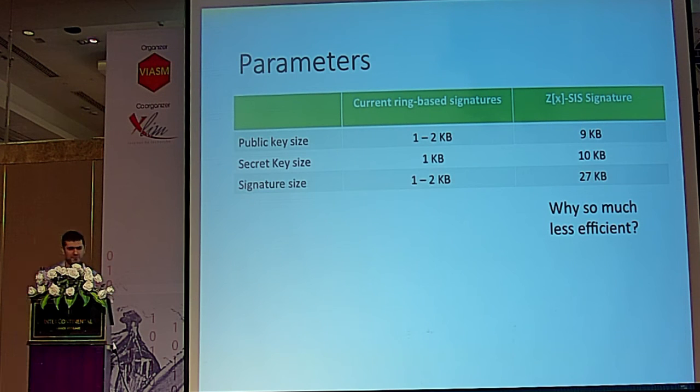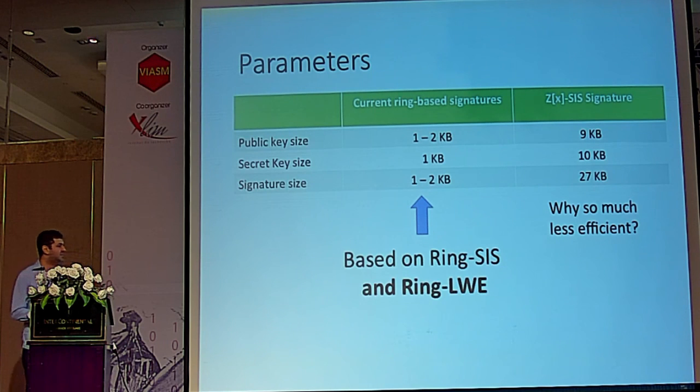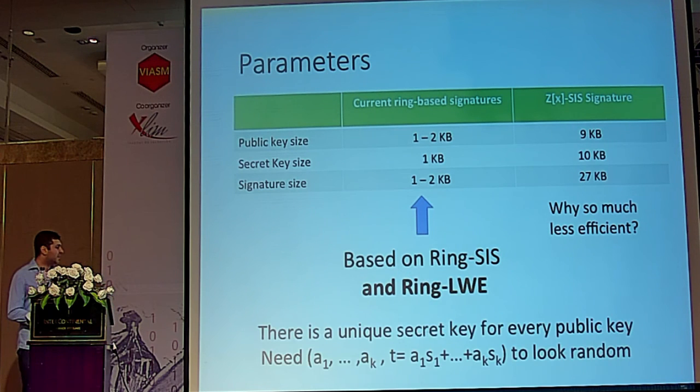It's not because we don't do the mod F. That only expands it by a factor of 2. So maybe that's okay. The main problem is that these constructions are not just based on ring SIS, they're also based on ring LWE. So when you create the secret key, in some sense, there is a unique secret key for every public key. So you don't have this collision thing that you rely on.